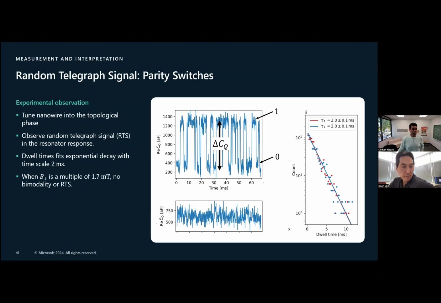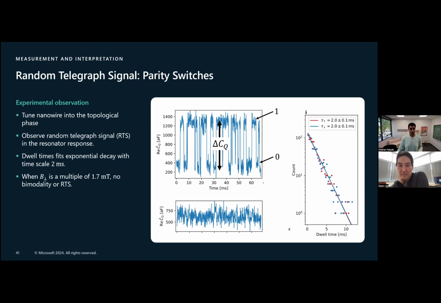This is what we generically see. When the perpendicular magnetic field that tunes the flux is a multiple of 1.7 millitesla, we don't see any bimodality. We just see kind of the inherent noise in the system. What that means is that not only is there bimodality and random telegraph signal, but it's very strongly flux dependent.